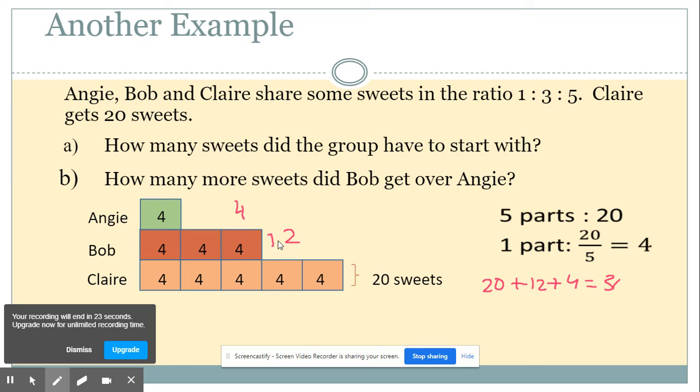is equal to 36. And then you have how many more over Angie, that means part B will be equal to 12 minus 4, which is 8 sweets. Copy this example in your book.